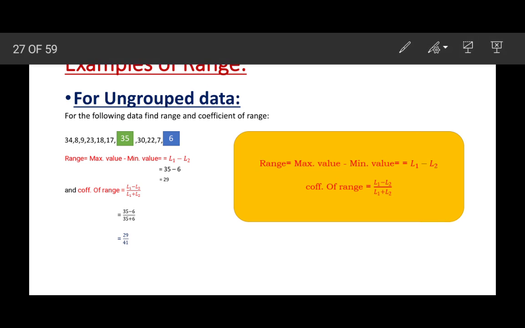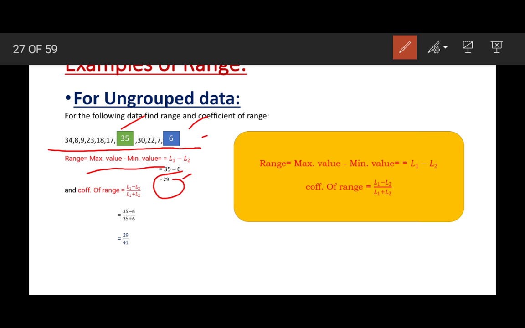Now ungrouped data means only numbers are given, right? Only discrete values are given. As you can see here, only discrete values are given. So our range is maximum value minus minimum value, or highest value minus lowest value. So the highest value in this is 35 and the lowest value is 6. So range is 35 minus 6, that means 29.